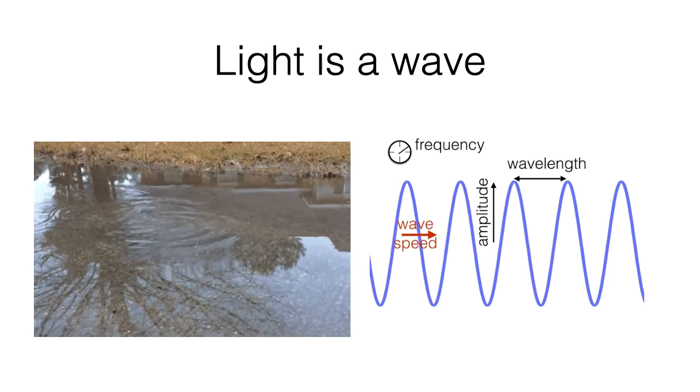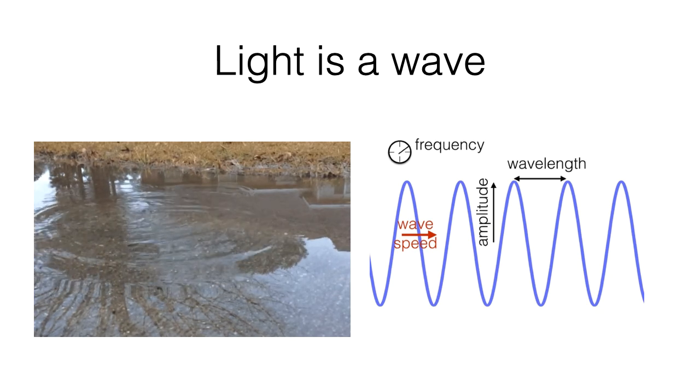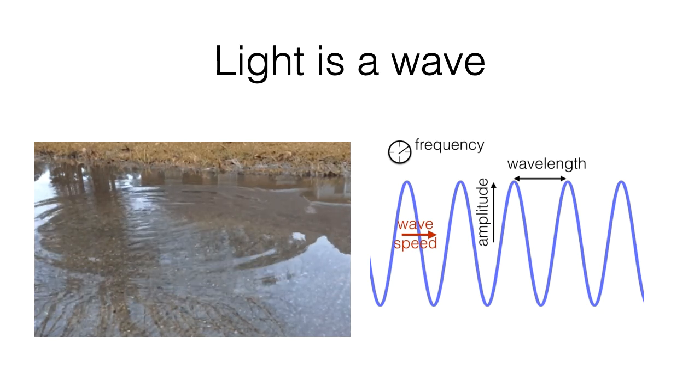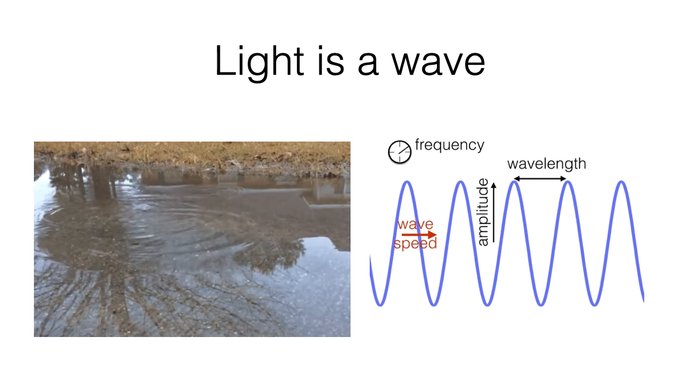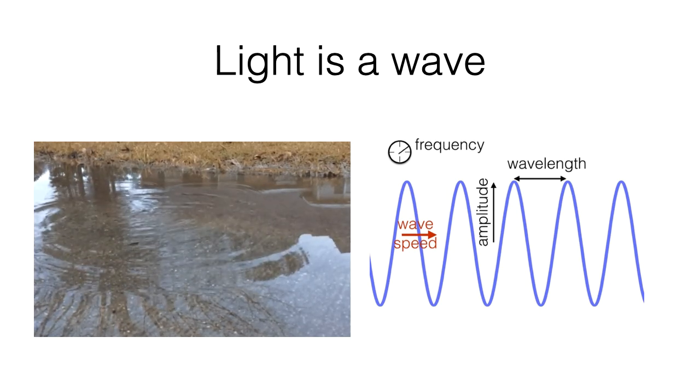So light is indeed a wave. And so here's a picture of some waves in water. I actually made that just for you. Actually, it was a long time ago. So it has wavelength, it has amplitude, it has wave speed, and it has a frequency.